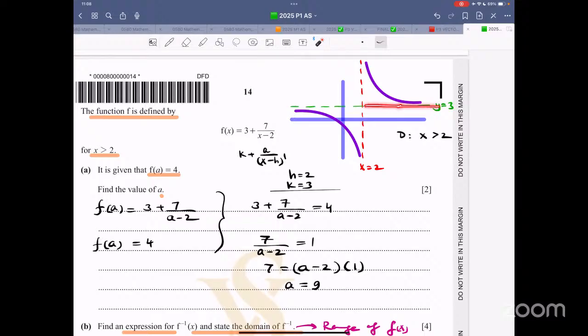So now the lowest y value is 3. The other y values go to infinity. Therefore, the range of the original function is f(x) greater than 3. Got the idea? That is how this thing is done.